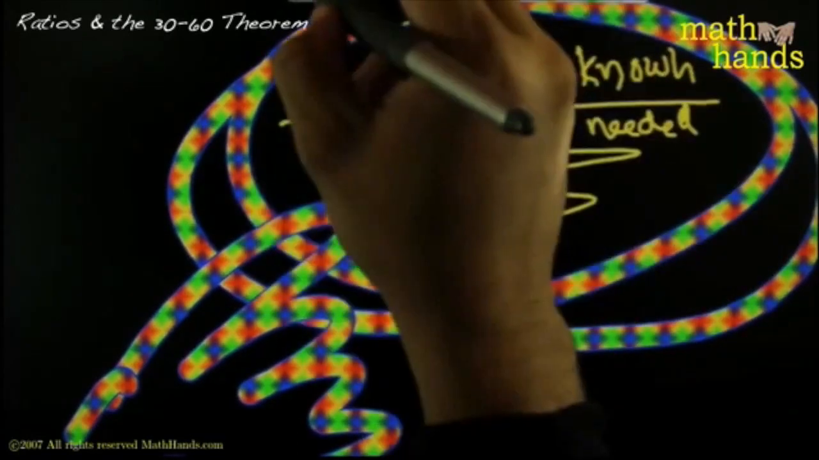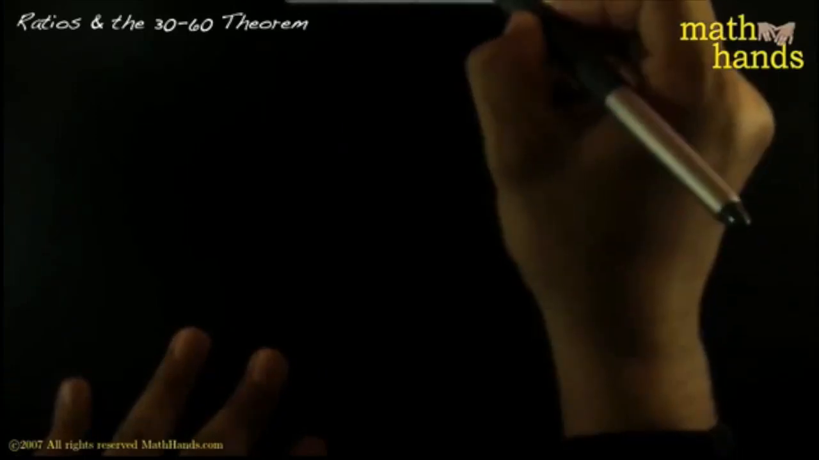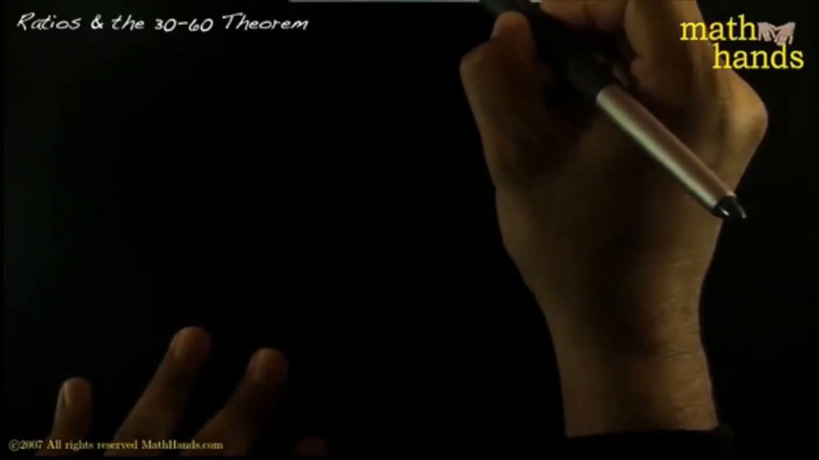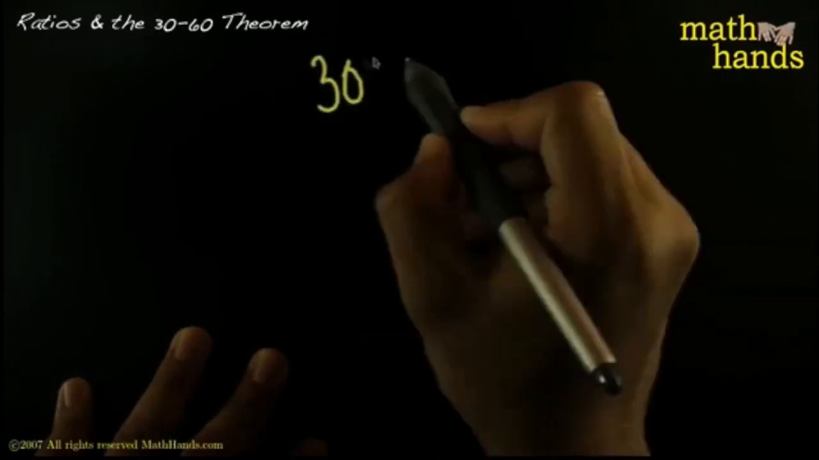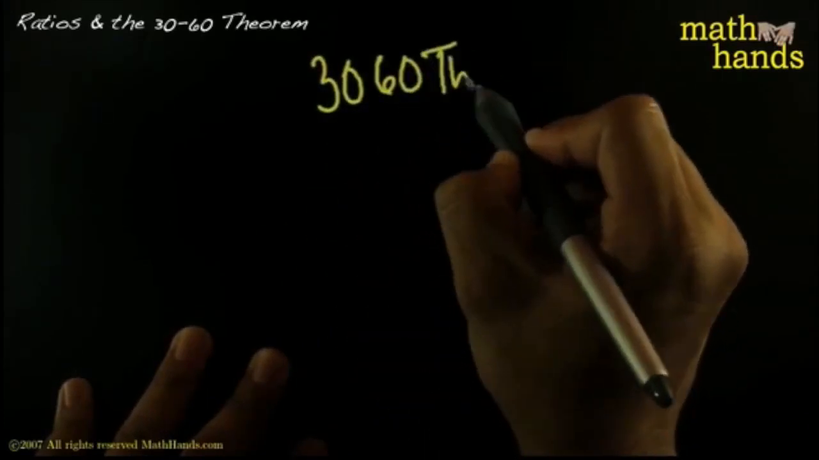Let's do it. So suppose you, let me tell you a famous case in which we do know the ratios. This is called the 30-60 theorem.